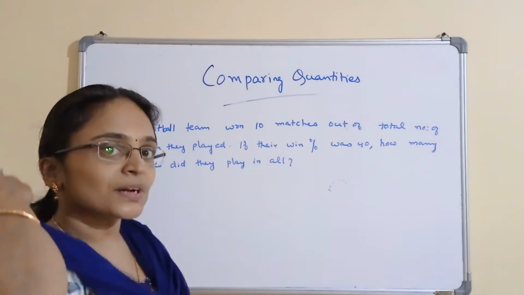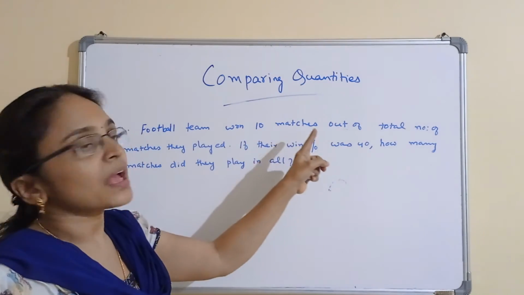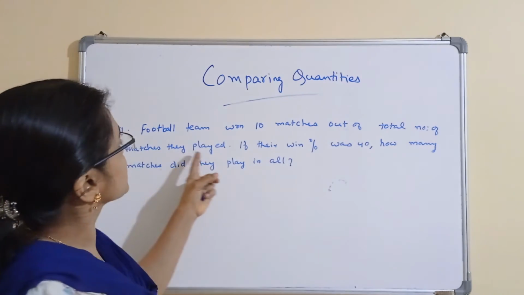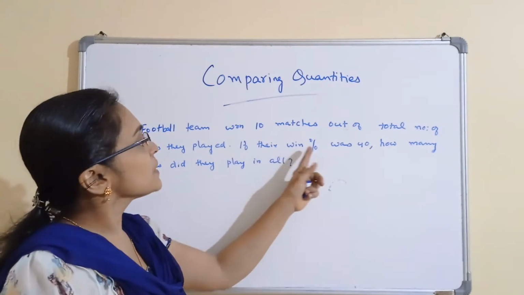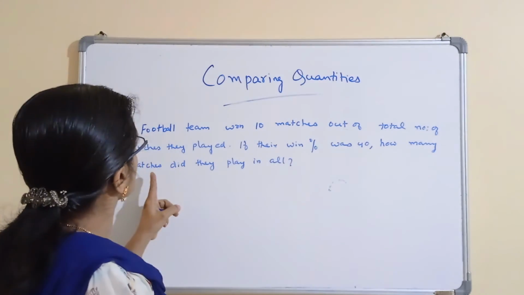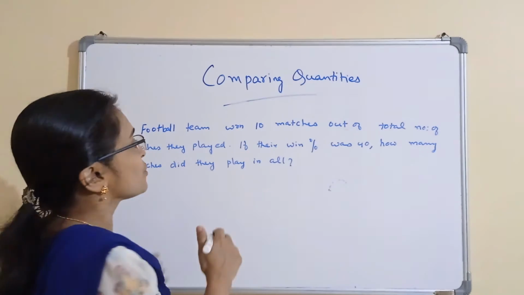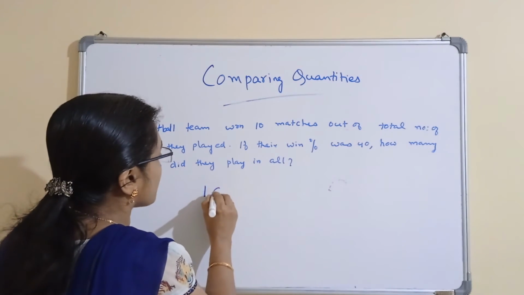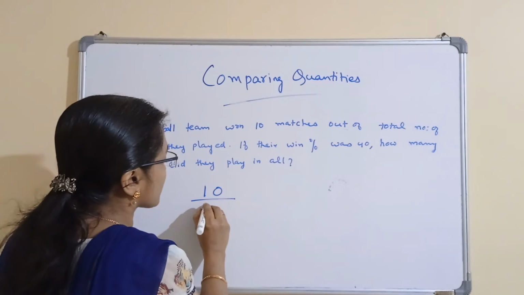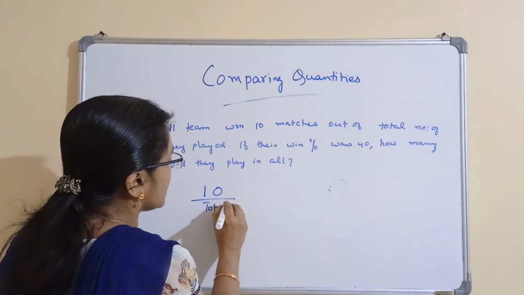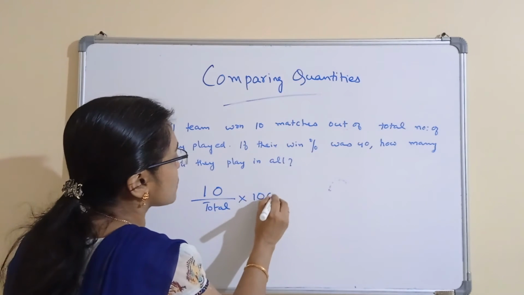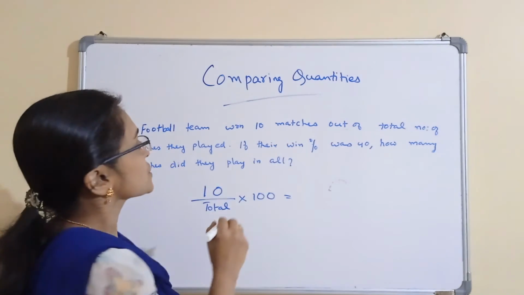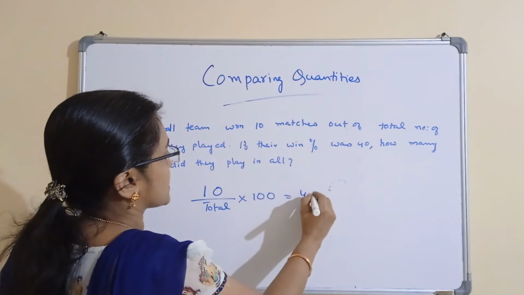Okay. Next one is football team won 10 matches out of total number of matches they played. If their win percentage was 40, how many matches did they play in all? We know that 10 by the total number of matches into 100 is equal to this percentage, that is 40 percentage.